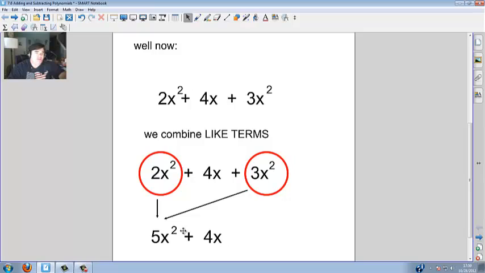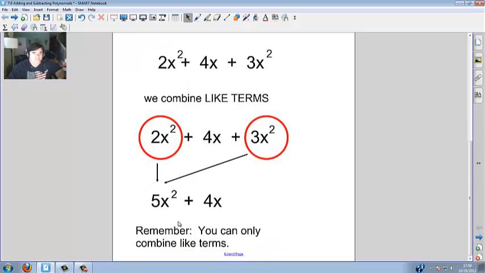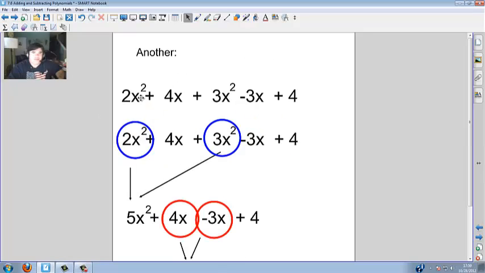You cannot combine these two because this is an x squared and this is a non-x squared. It's just a regular x. So it's apples and oranges. You just can't combine. You can only combine like terms. Here's another. Take a look.